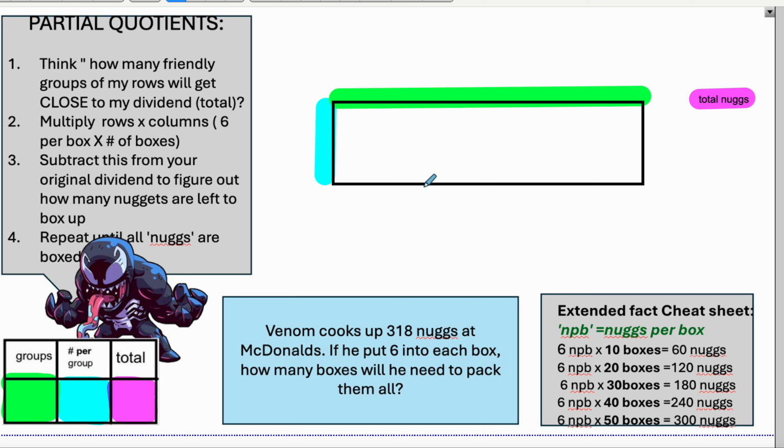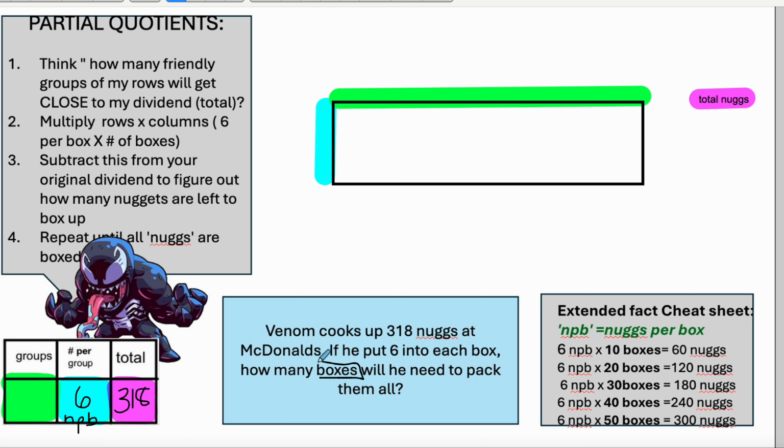All right. So now we have Venom cooks up a total of 318 nuggies at McDonald's. If he puts 6 in each box, how many boxes will he need to pack them all? Great. So our total, we are decomposing 318 nugs equally into boxes where there are 6, again, nugs per box. And we want to know how many boxes, how many groups. That's where we're going to put our variable.